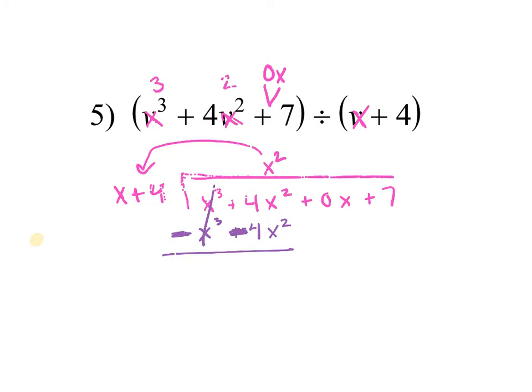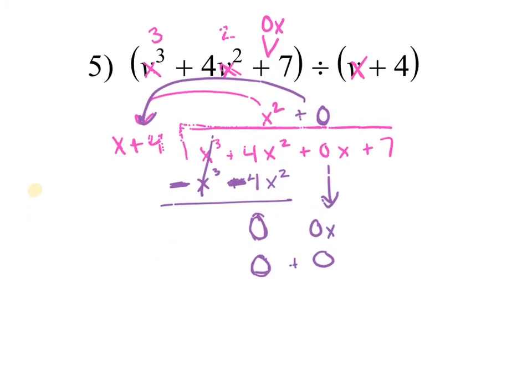So what do you think we can multiply to x to give us 0? 0. So we want to put that 0 on top just as a placeholder. And then we multiply 0 times everything outside, so we keep the same pattern. What's 0 times x? 0, and 0 times 4 is 0. We drop down this 0. What's 0 plus 0? 0. We do the same thing again. So what times x gives us 0? 0. And then multiply 0 times x, 0 times 4, drop down the 7.